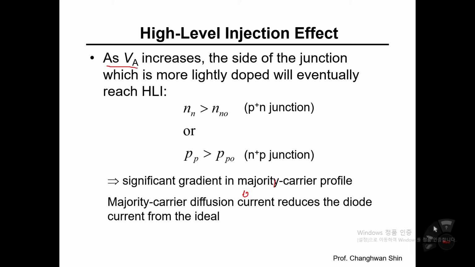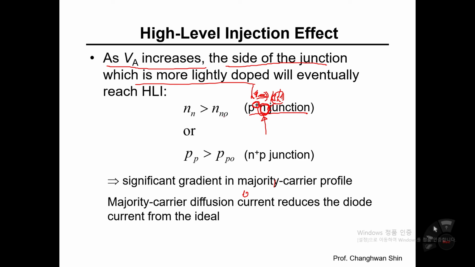as VA increases more and more, the side of the junction which is more lightly doped will eventually reach high level injection. So for example, if you have a P plus N junction diode, then in the N side, because the P side is heavily doped, more holes would be diffused into the N side, injected into the N side. So tons of holes would make some critical impact on the majority carrier concentration in N side.